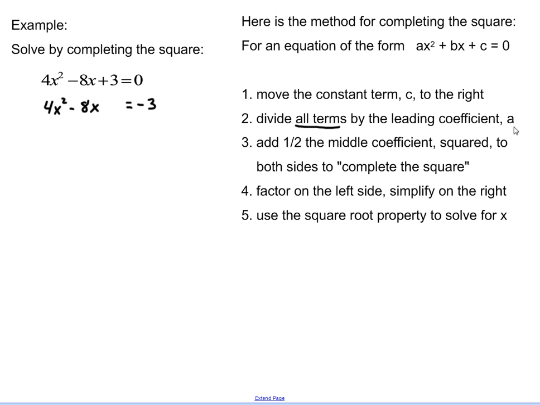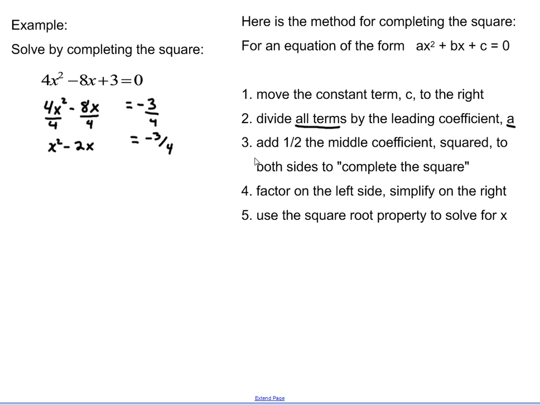Okay. Now the second step says we want to divide all terms by the leading coefficient a. Well, in this case, our leading coefficient a is 4, so we're going to divide every single term by 4. And the reason we want to do that is we want a leading coefficient of 1. That was the easiest way to recognize the perfect square trinomial. So if we do that, we get x squared minus 2x equals negative 3/4.